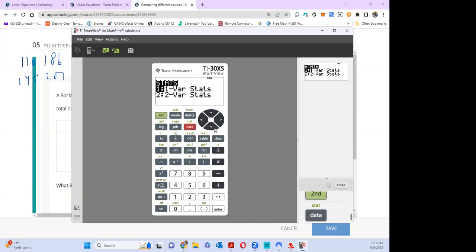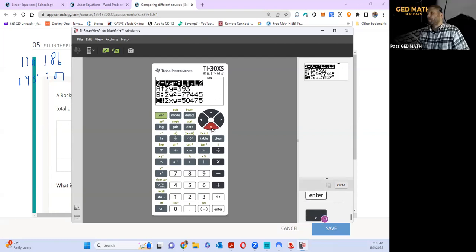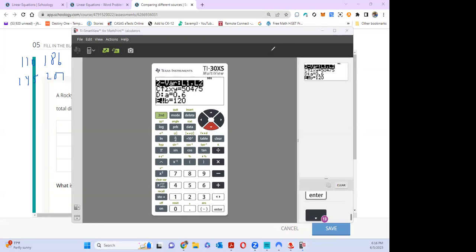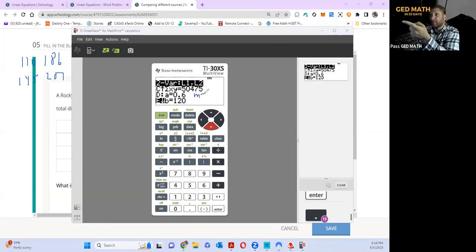Oh, wow. Done. Oh, yeah. The slope is 0.6. The y-intercept is 120.